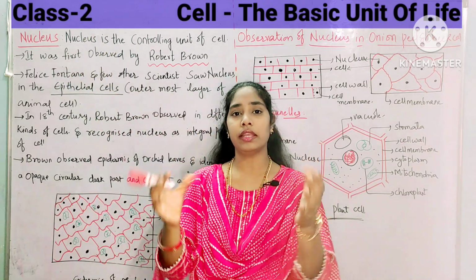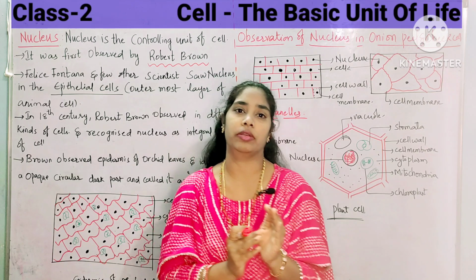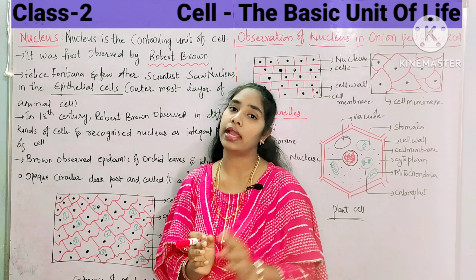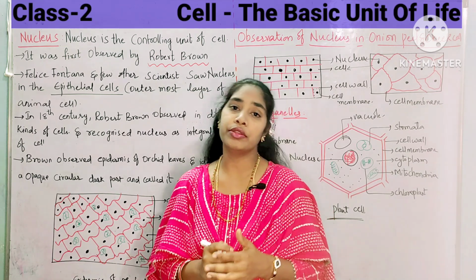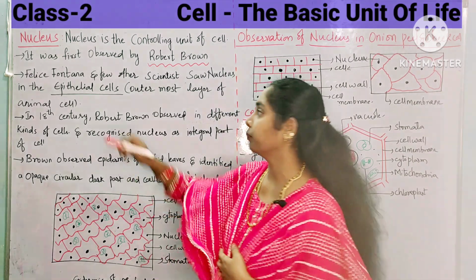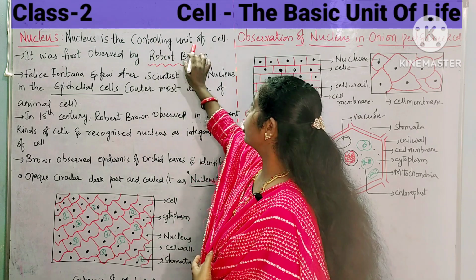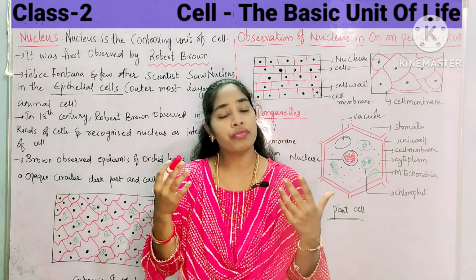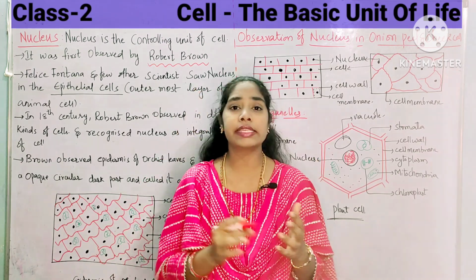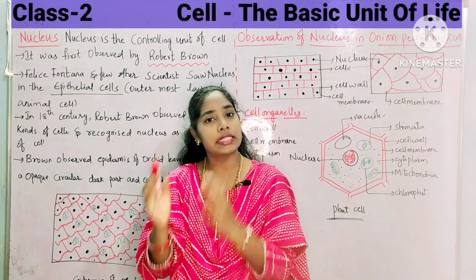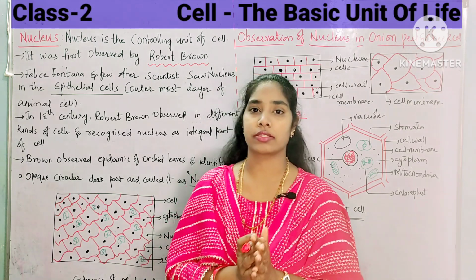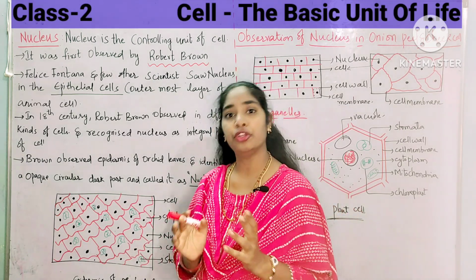So if you see a cell, inside the cell you will find a dense body which is very dark in color, right? That dense body is called the nucleus. And who discovered this nucleus, who observed it for the first time? Let us see in this class. The nucleus is the controlling unit of the cell. As we have a brain in our skull, in the same way each and every cell contains a controlling unit, and that controlling unit is called the nucleus. So the controlling unit of a cell is the nucleus.